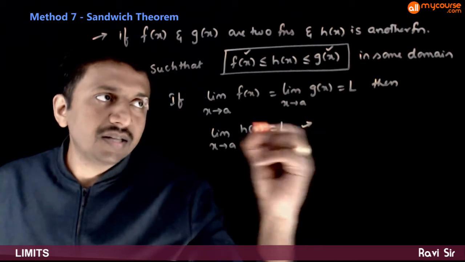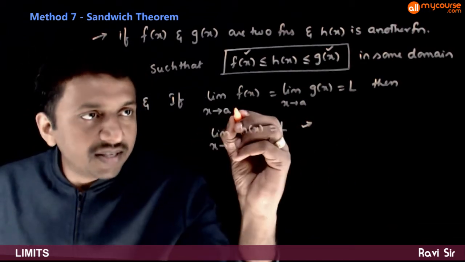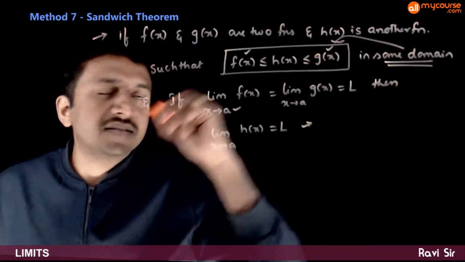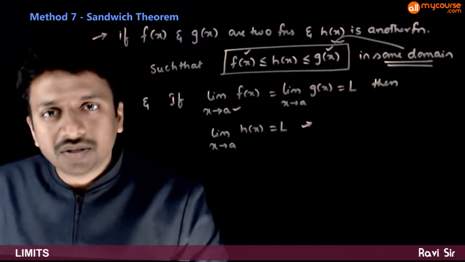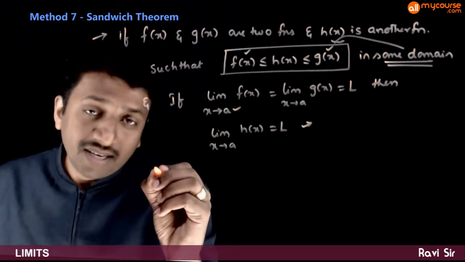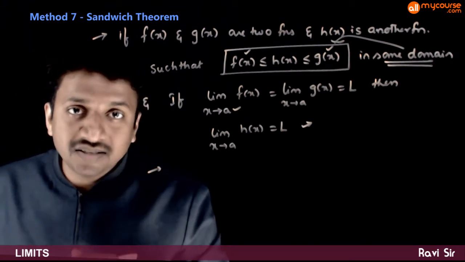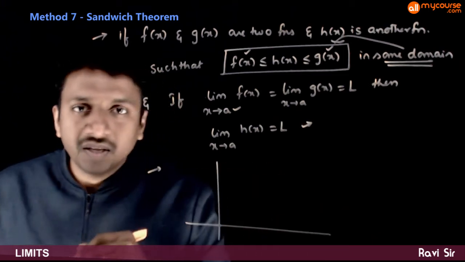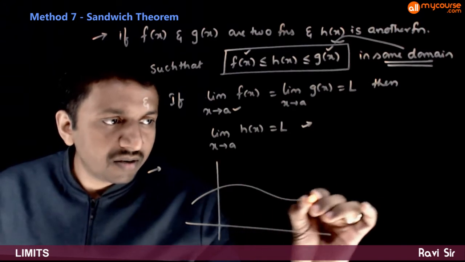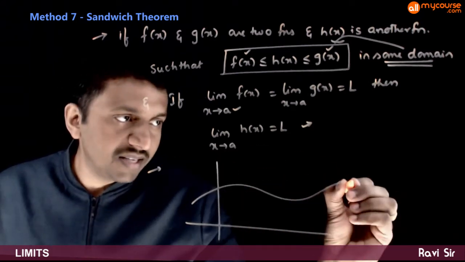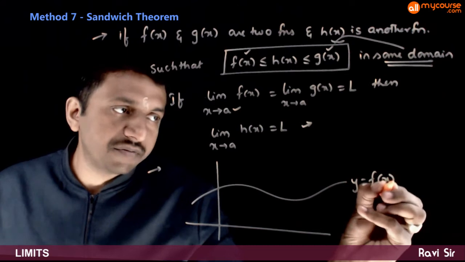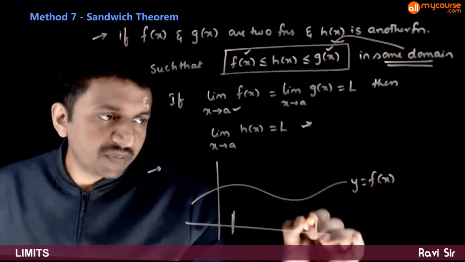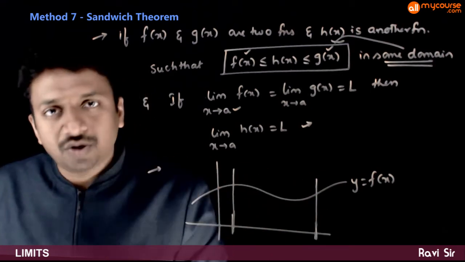So this is called the sandwich theorem, where this a has to lie in this domain where this inequality holds. Good. Let us try to understand this theorem using the graph. So assume that we have a function f of x. It says y is equal to f of x. So let us say that I am considering this domain, from here to here.